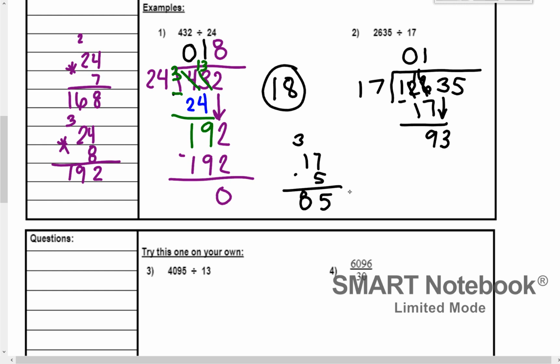All right, that's pretty close, but it might be a little bit more, so let's try 17 times 6, just in case. 7 times 6 is 42, write our 2, carry our 4. 6 times 1 is 6, plus 4 is 10, so that's a little high. Okay, so it is going to be 5 times, and 5 times 17 is 85. So we're going to subtract those 85.